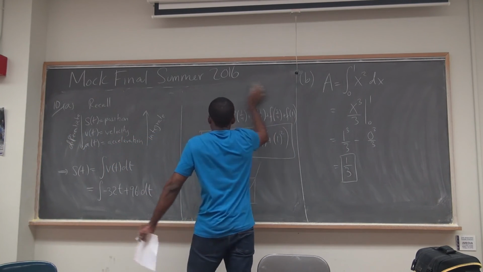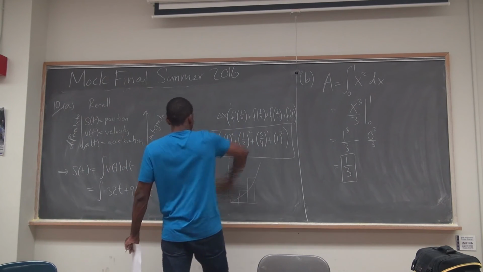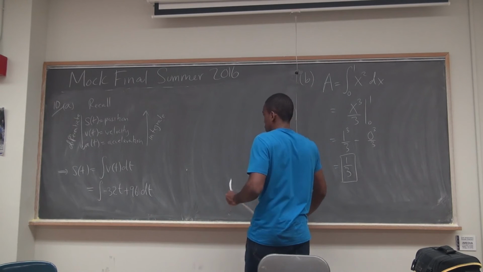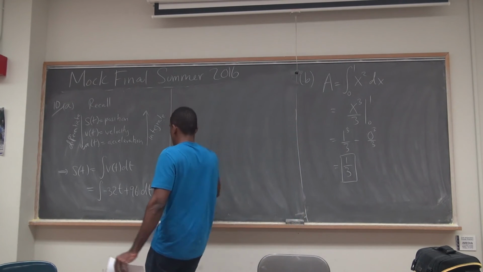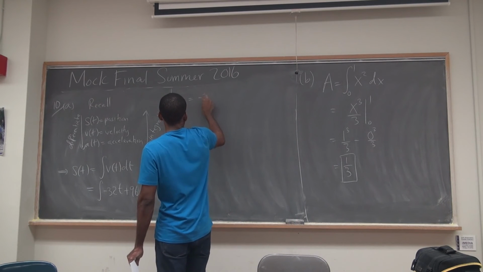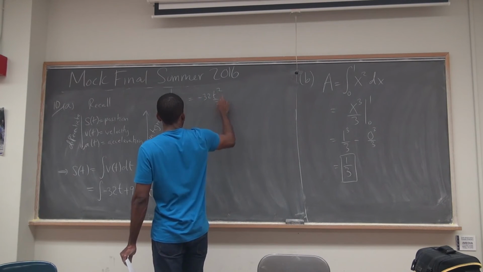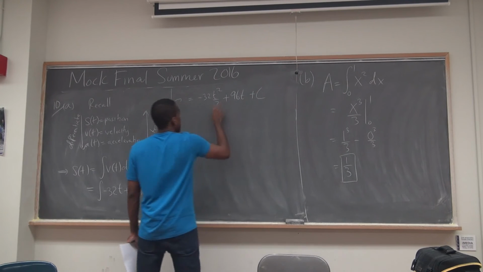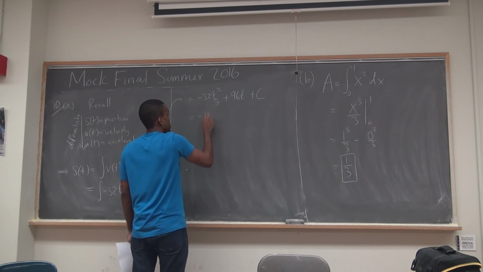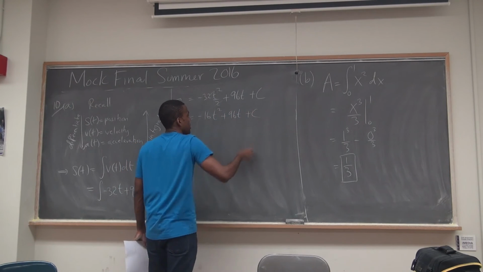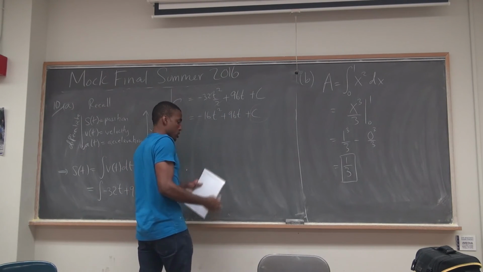And that's just power law. So that's going to be minus 32t squared over 2 plus 96t plus c. This goes into that: minus 16t squared plus 96t plus c. That c, though, we have to find. That's an arbitrary constant.